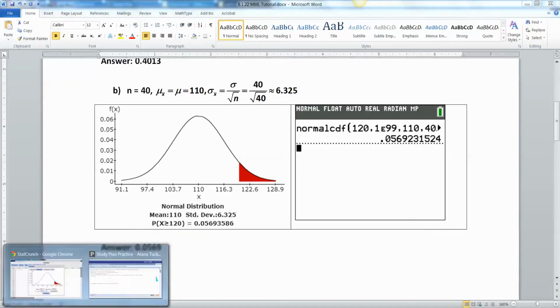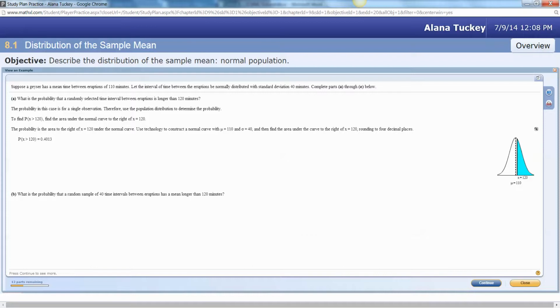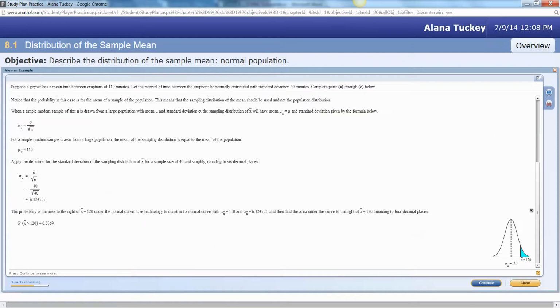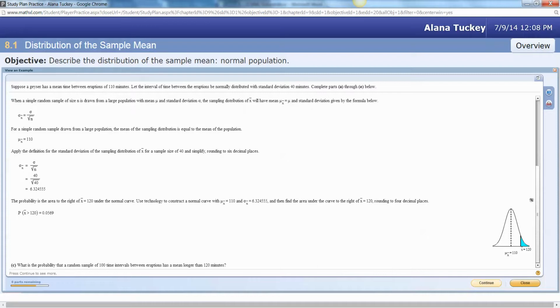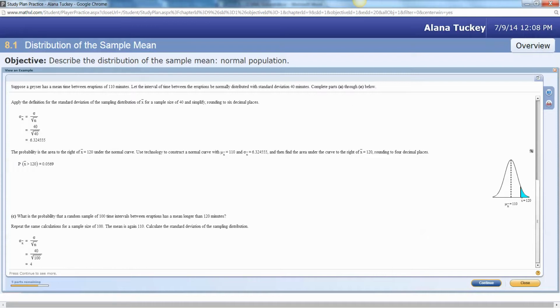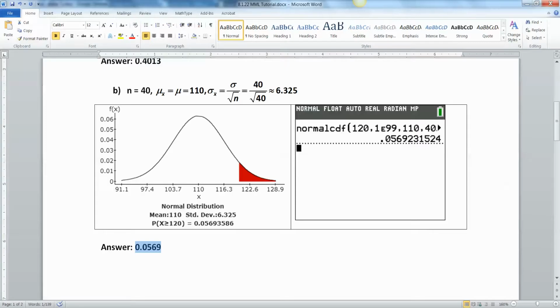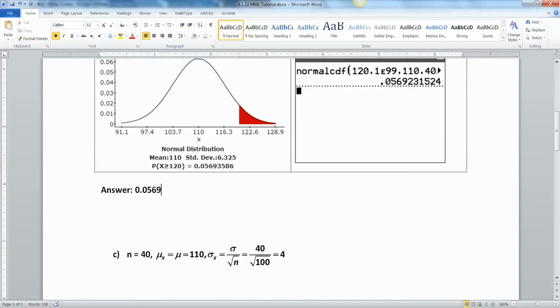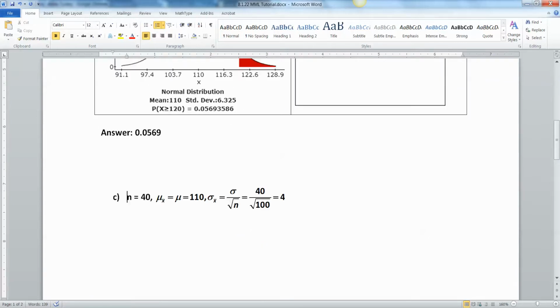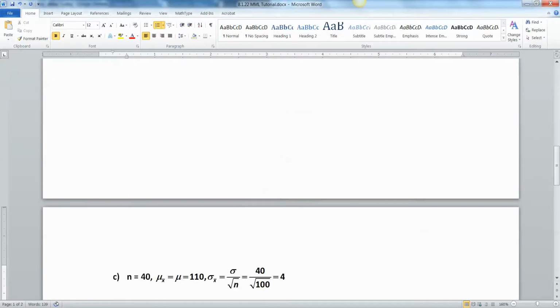All right, now for part C, look, there's a 6.325, just like I said, 0.0569. I'm not going crazy. For part C, they want to talk about the random sample of 100 time intervals. So you're not talking about 40 eruptions, you're talking about 100 random eruptions. They're not even in a row, it's just 100 random eruptions. What are the chances that you're going to have to wait that long? So let me set this up.